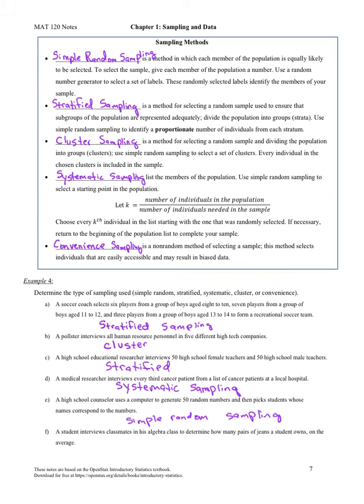sampling. Lastly, in letter F, a student interviews classmates in his algebra class to determine how many pairs of jeans a student owns. Now in this case, we're assuming that his classmates are easily accessible. There's probably many other students in the school or the area. So this would be a good example of convenience sampling.